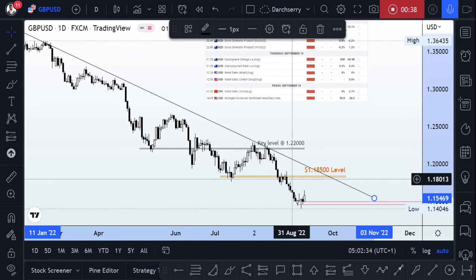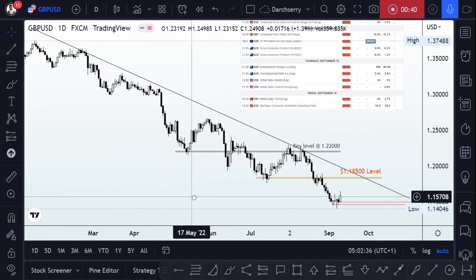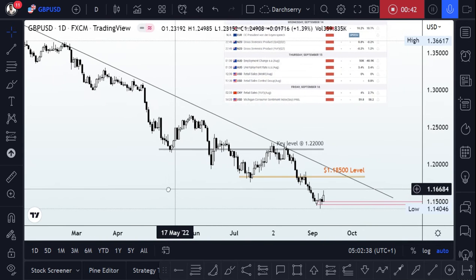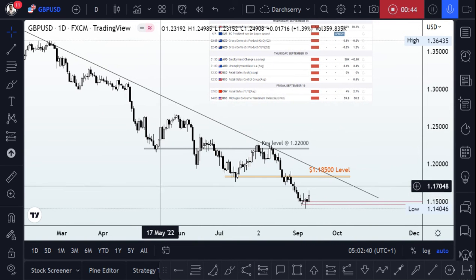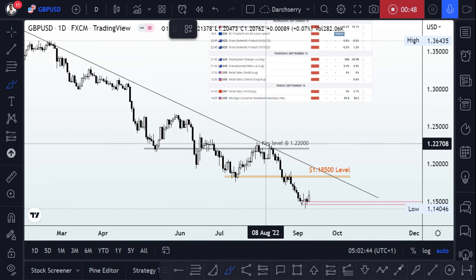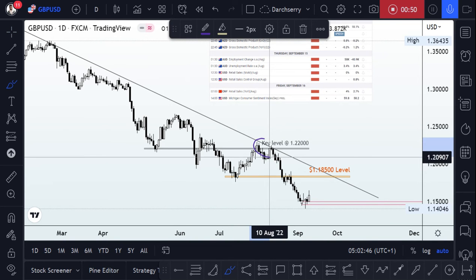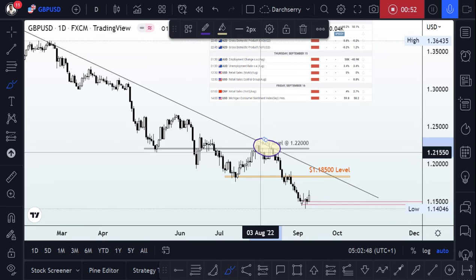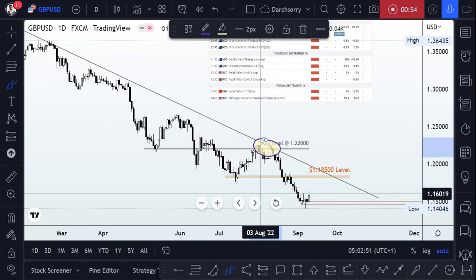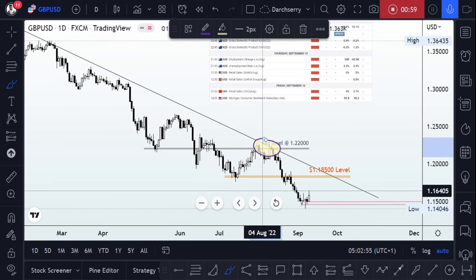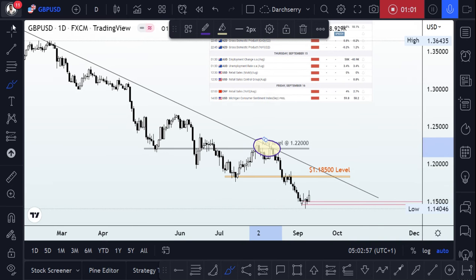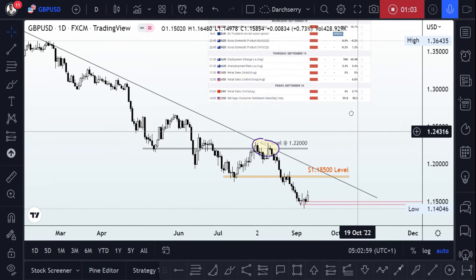And you can see what has been happening since the beginning of the year. Price has consistently respected that bearish trend line. And the last time price came into the bearish trend line was sometime in the month of August. I think the early days of August was the last time we saw price respecting that bearish trend line.